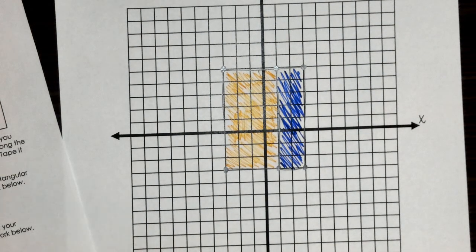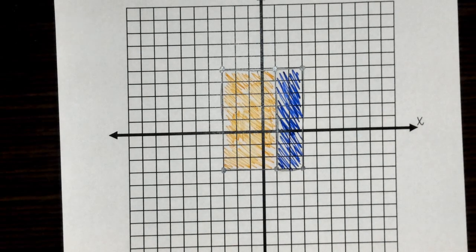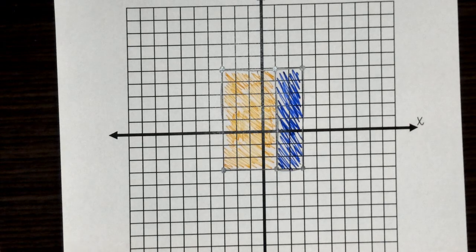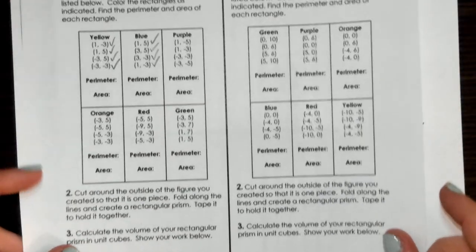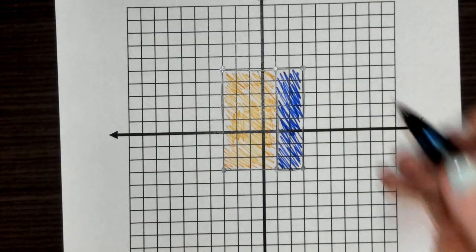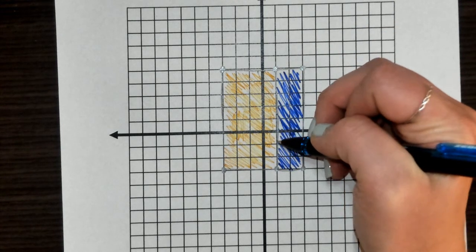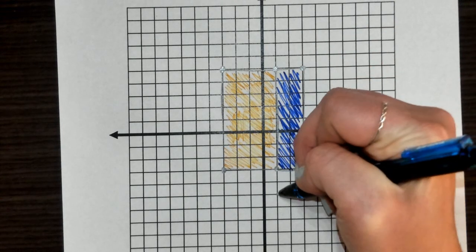So I have two rectangles right next to each other right now. Next, I have my purple one. So it says 1 and -5. So I'm going to go over 1 to the right and then down 5. 1, 2, 3, 4, 5.